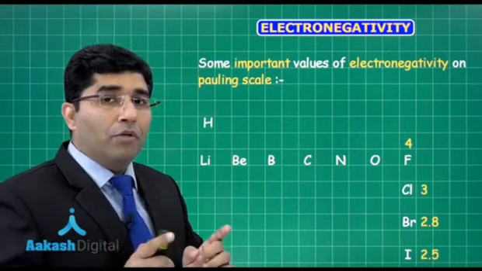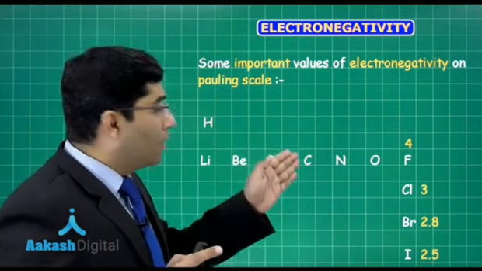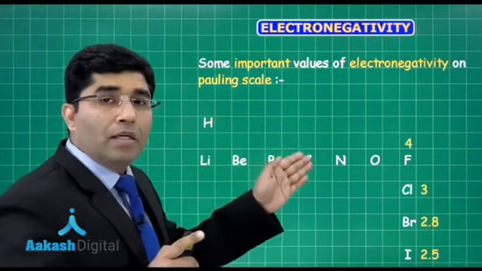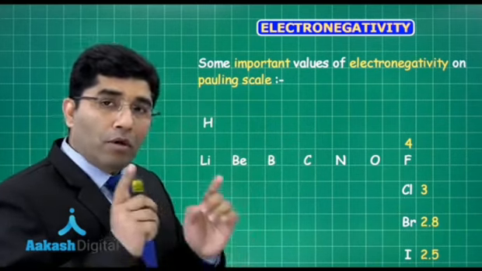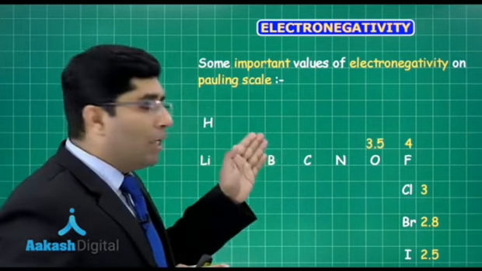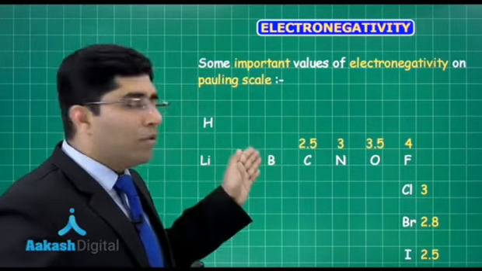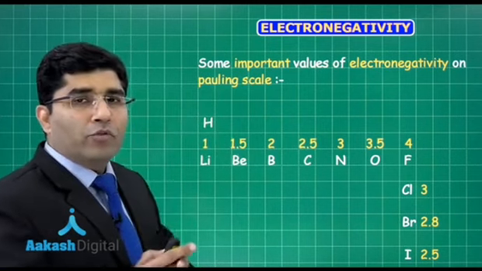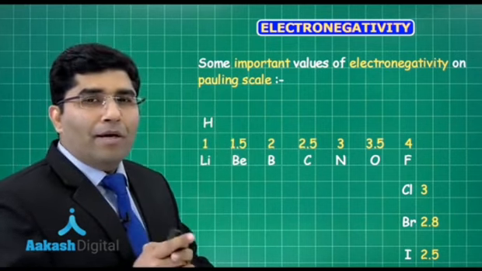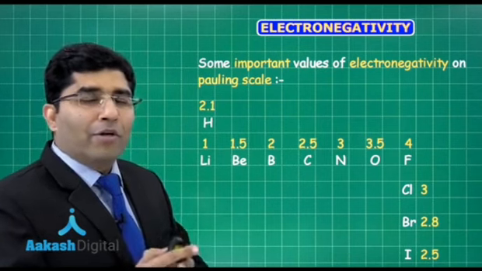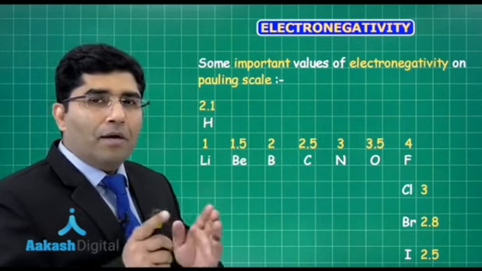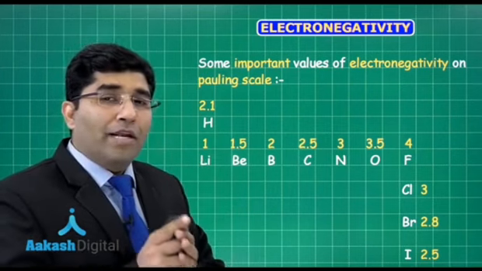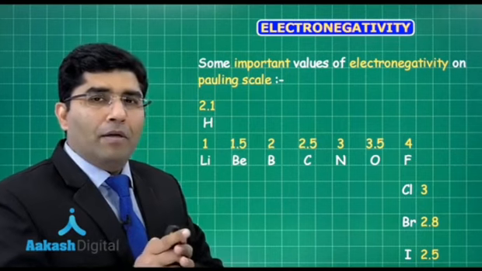So you have to learn this. He will not give the value of the electronegativity. He will expect you to know, right? Oxygen it is 3.5, nitrogen 3, carbon 2.5, boron 2, beryllium 1.5, lithium it's 1, and more importantly hydrogen it is 2.1. So these are the common values of electronegativities of different elements present in the periodic table. There are some exceptions also.